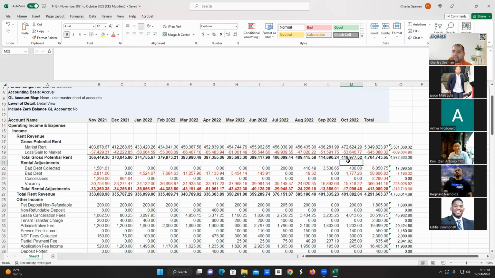The effective rent would be the gross potential. Not quite. Why not? So gross potential includes what? The gross potential would include the 100% potential rent that you can get. Right, when you raise the rent.